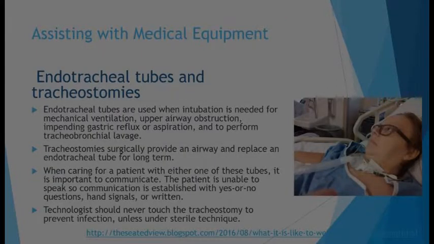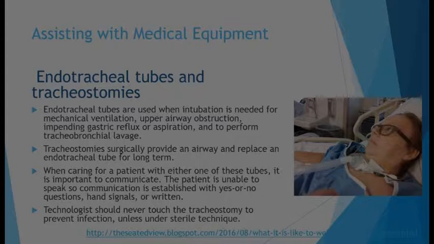Endotracheal tubes are used when intubation is needed for mechanical ventilation, upper airway obstruction, impending gastric reflux or aspiration, and to perform a tracheobronchial lavage. Tracheostomies surgically provide an airway and replace an endotracheal tube for the long term.